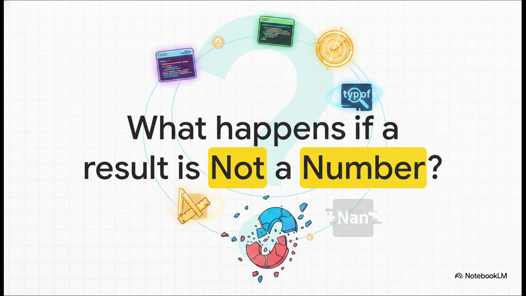But wait, what happens when a numeric operation fails so spectacularly that the result is technically not a number? Well, that introduces a very mysterious validation state known as NaN. But to unlock that secret, you're going to have to join me for our next explainer.